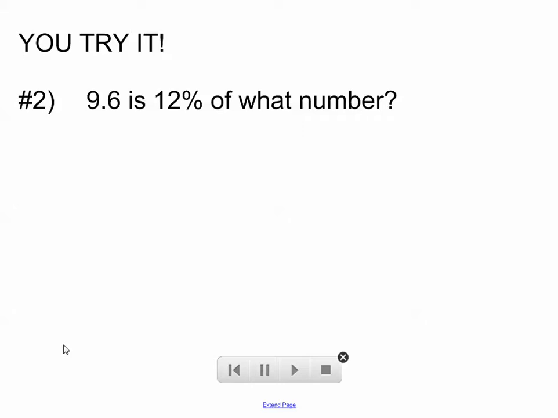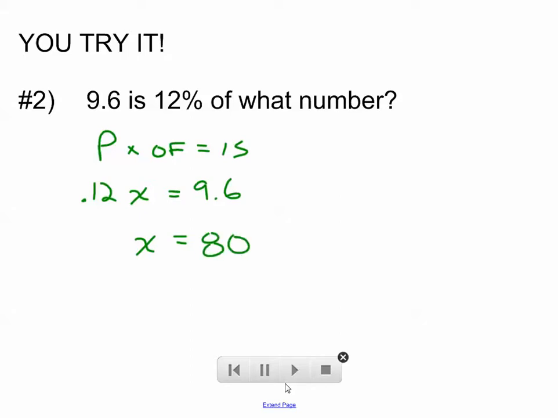Give this one a try. Here's our percent equation. Percent times of equals is. 0.12 of what number is 9.6. Divide both sides by 0.12, and we'll get 80. So 9.6 is 12% of 80.